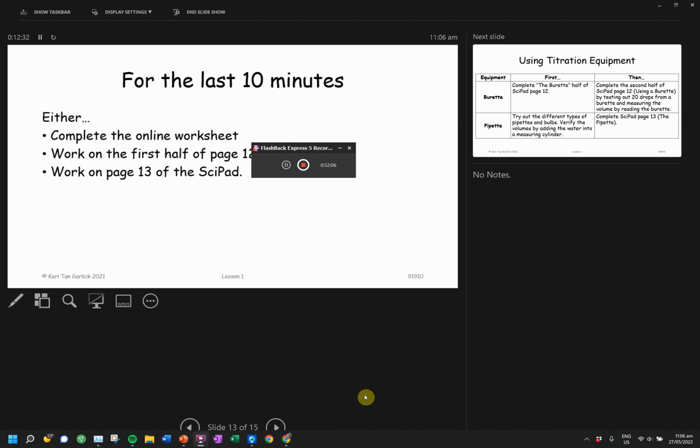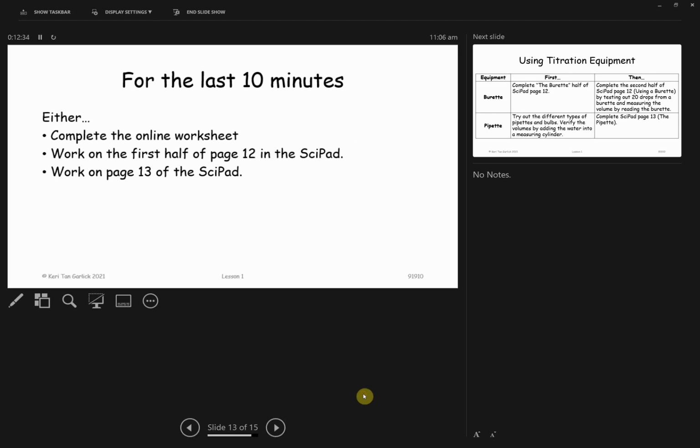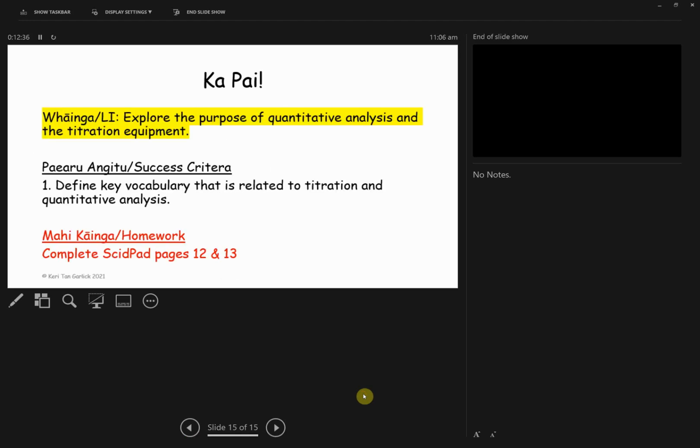Oh, that was still running. Whoopsie. All right, so just to recap for today's lesson, we were looking at the purpose of quantitative analysis and the titration equipment. We definitely got the purpose covered, but we still need to work on the equipment. So next lesson will be focused on giving you guys some time just to tinker with things. But you should start getting an idea of what the vocabulary for this standard is.